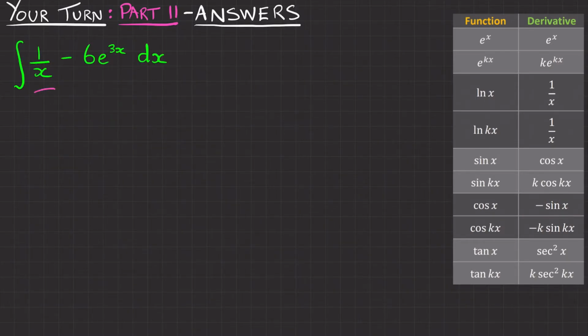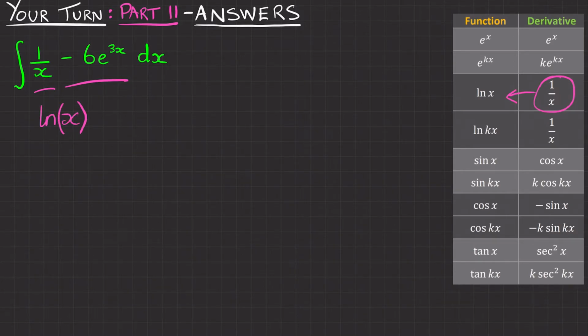This one we have 2 terms. For 1 over x, we can look at these 2 here. If we assumed we used this one, it would go back to ln kx. However, we don't know what the constant would be, so we're just going to assume it's this top one to integrate. So if we integrate this, this will become ln x.